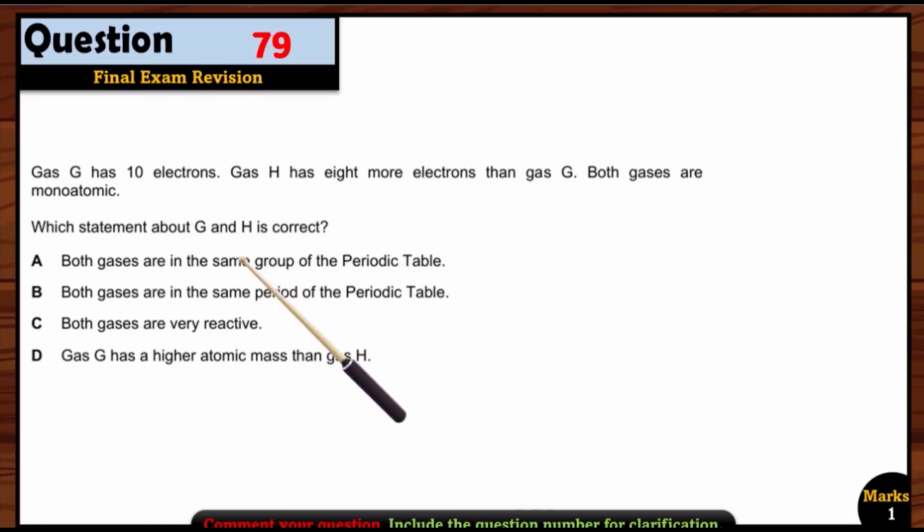So if they belong to the same group, then they cannot belong to the same period, right? Because the number of electron shells is different. So that's why option B is wrong. A is right, so we can just choose option A.